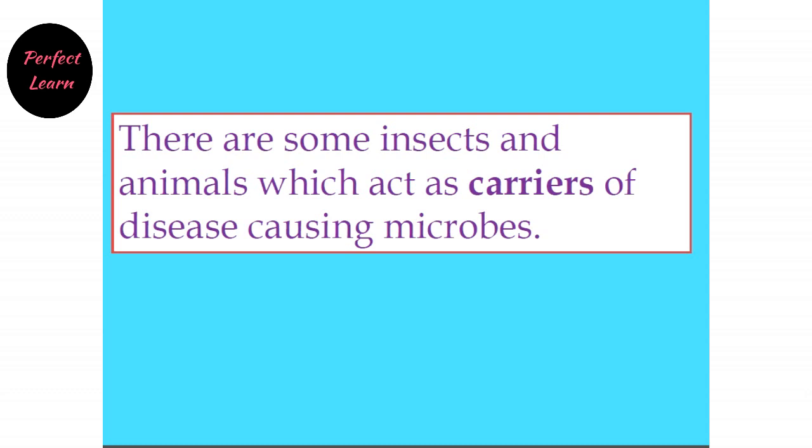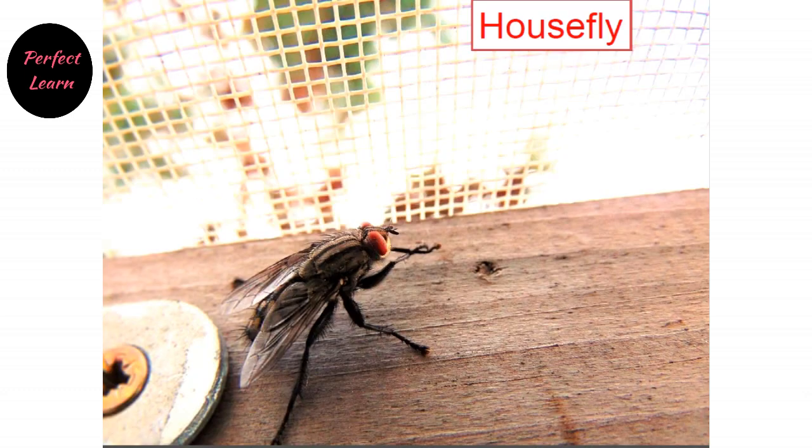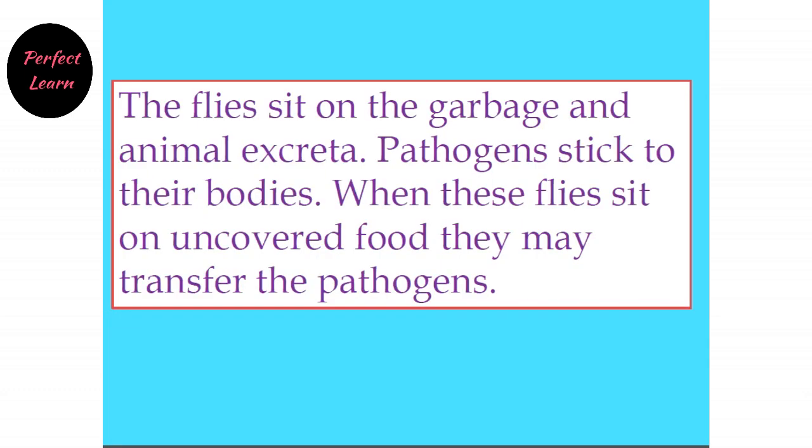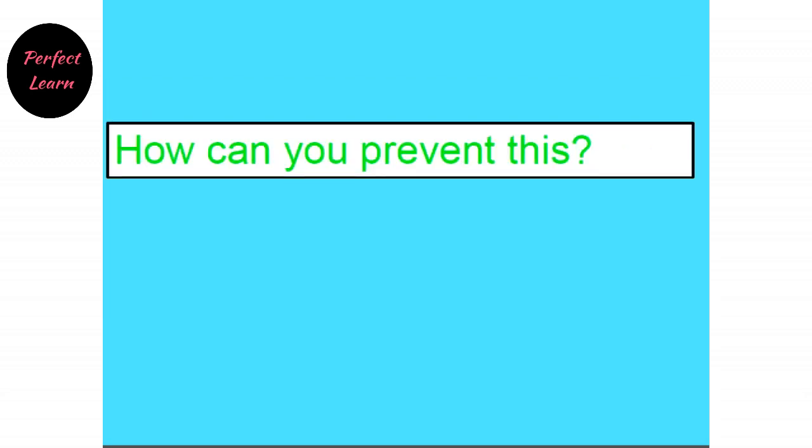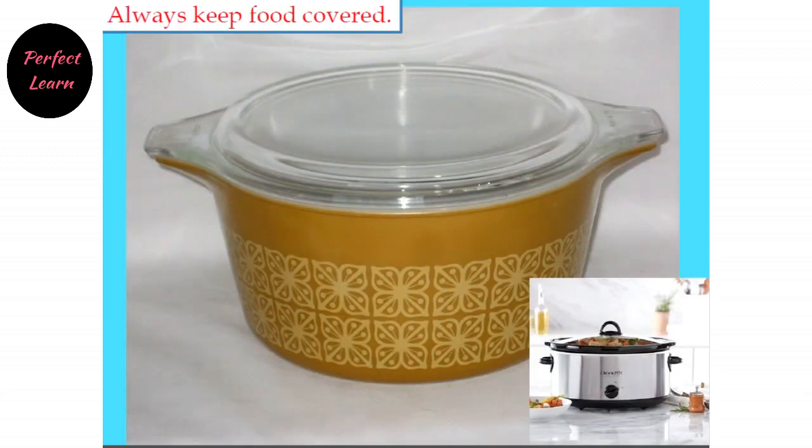There are some insects and animals which act as carriers of disease-causing microbes. Housefly. The flies sit on the garbage and animal excreta. Pathogens stick to their bodies. When these flies sit on uncovered food, they may transfer the pathogens. How can you prevent this? Always keep food covered.